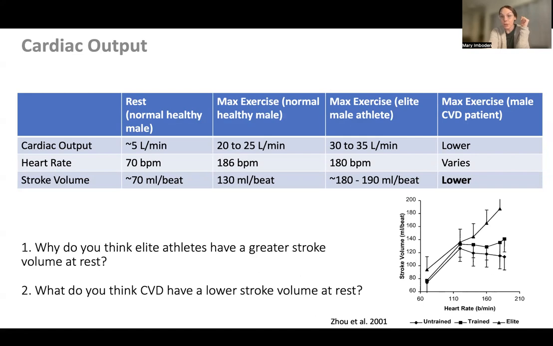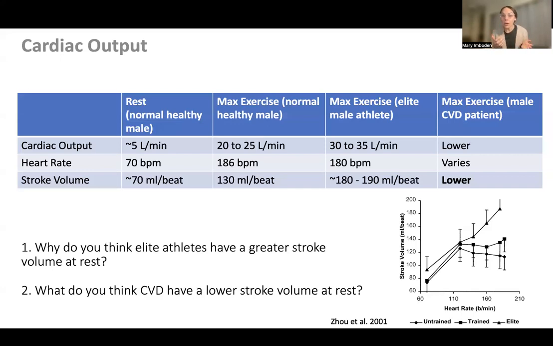Now, look at the difference, though, between max exercise in a normal, healthy individual compared to max exercise in an elite athlete. What we're seeing there now is that the main difference is going to be their maximal stroke volume. So their heart is more efficient, it's able to bring more blood in, and then as a result, pump out more blood with each beat, ultimately increasing that cardiac output from a range of 20 to 25 to a range of 30 to 35, driving our VO2 max in athletes way up.